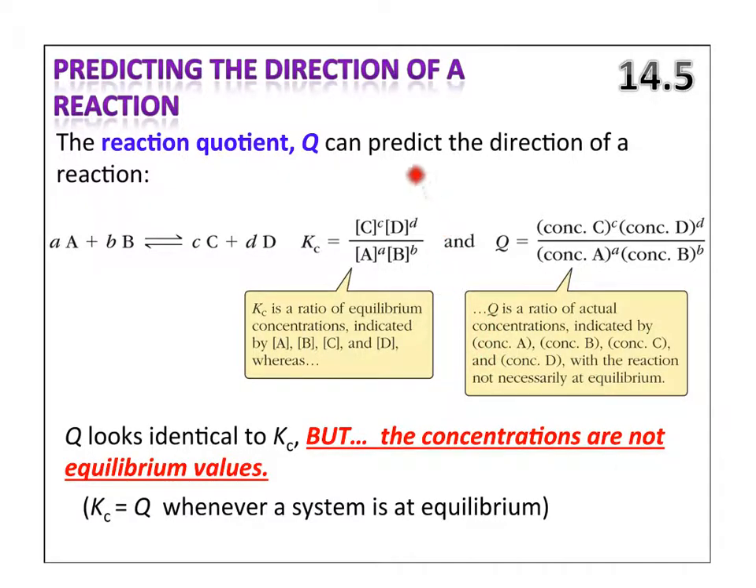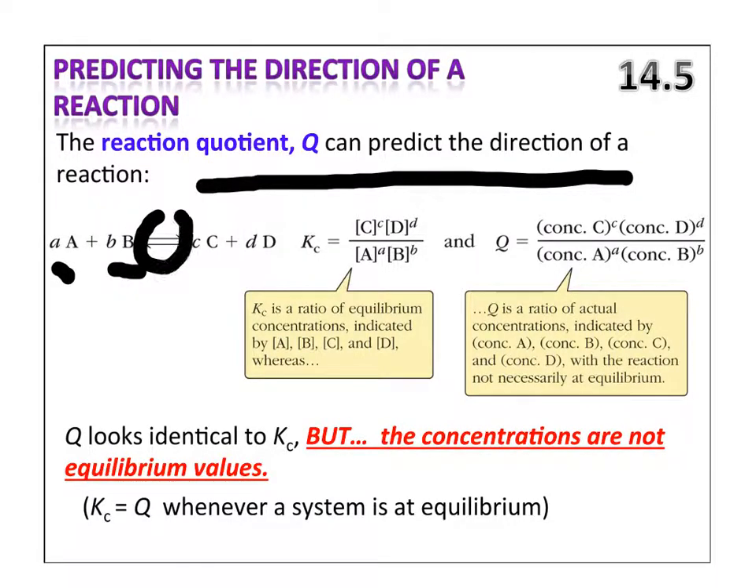So we look at it, and what it says is the reaction quotient Q can predict the direction of a reaction when you have A and B, and then your reversible to give you C and D. What that says is it's reversible, that it's in dynamic equilibrium. So Kc, you can see your Kc value is your concentration of your products over your reactants.